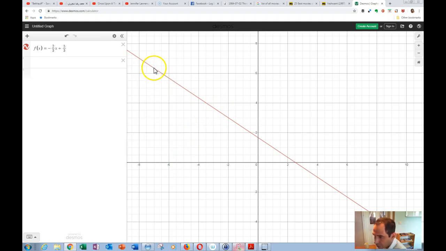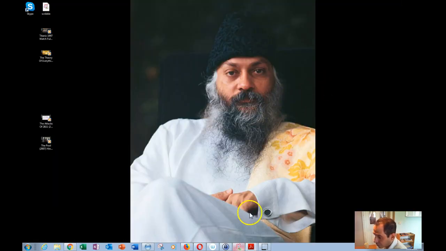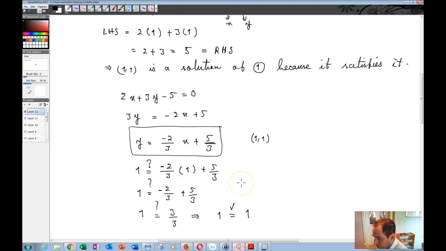For example, any point on this line, I can just keep going along this line, and I'll get an infinite number of points. So for example, you see this point over here, 2.5 comma 0. This is also going to be a solution to this equation.